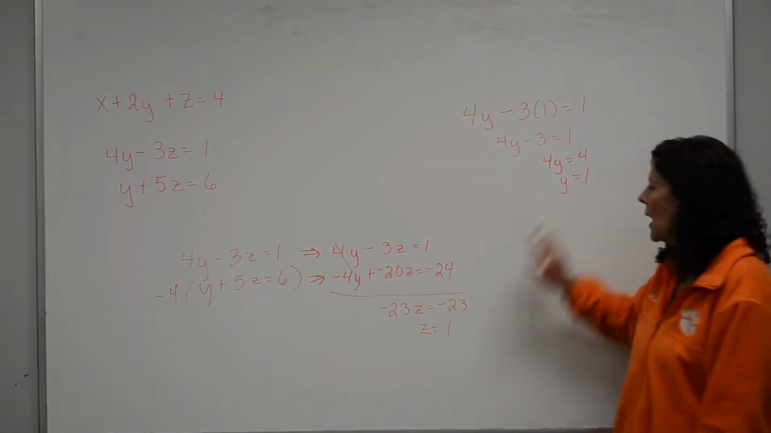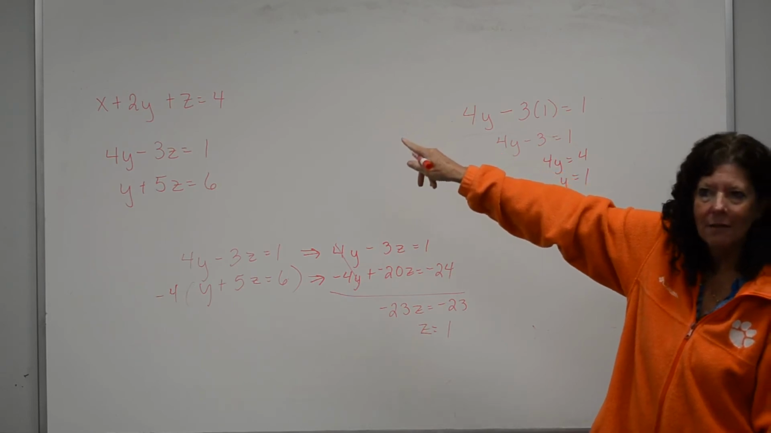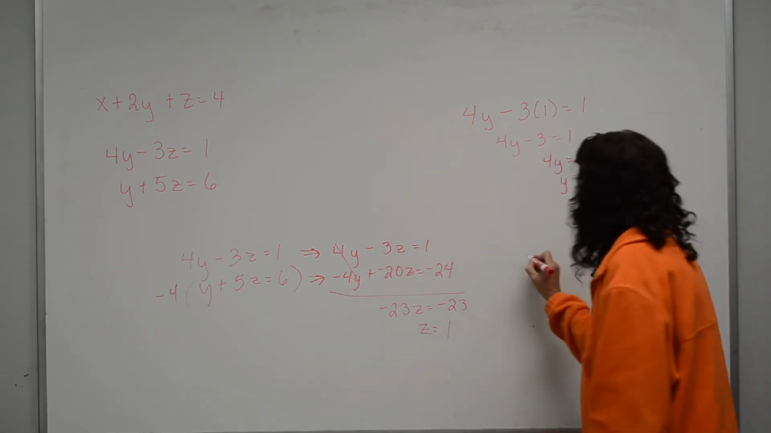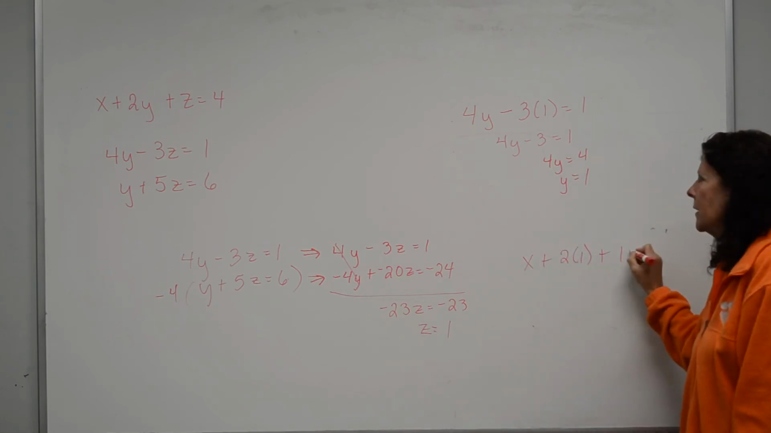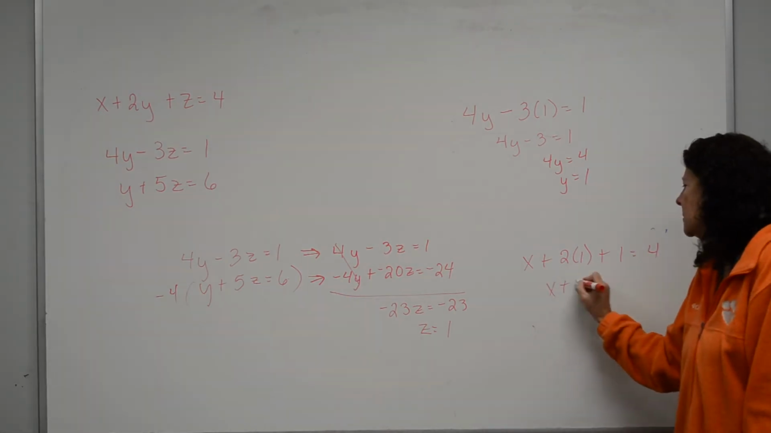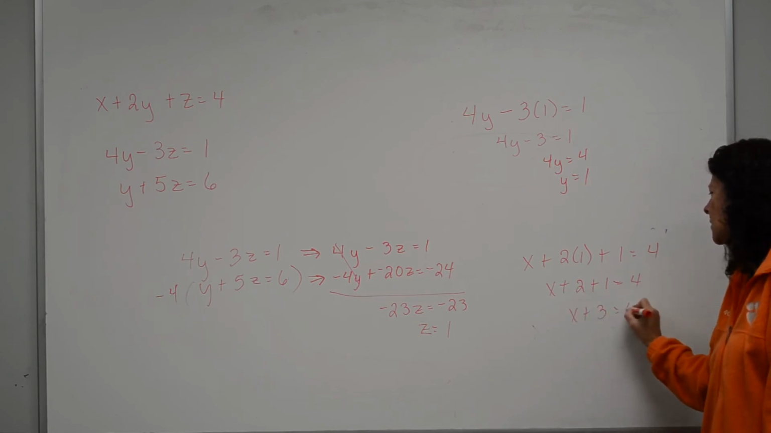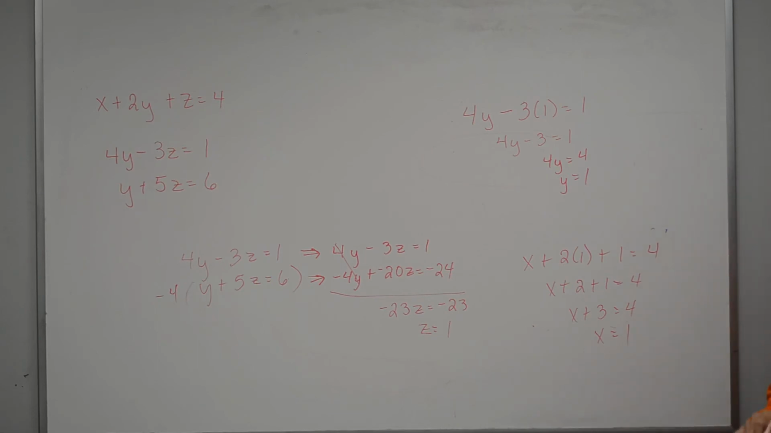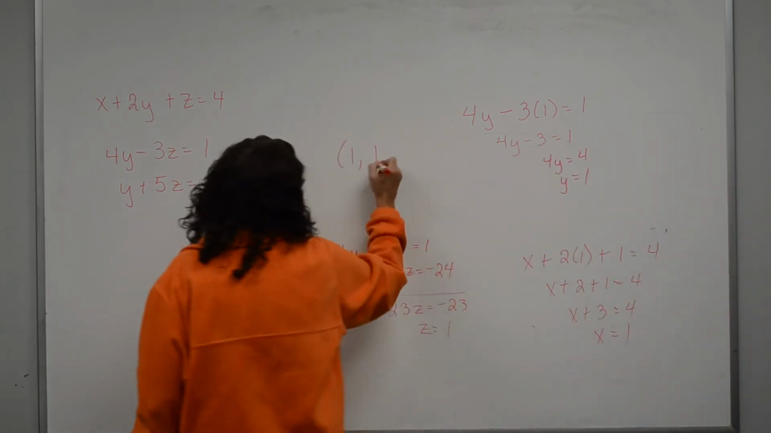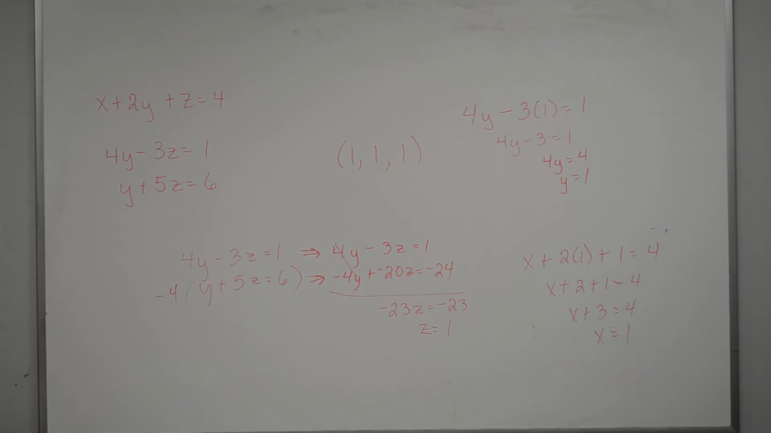Okay? So I've got the y and the z. Now I go back to that original and plug in. You with me? Okay, so I have x plus 2 times 1 plus 1 equals 4. X plus 2 plus 1 equals 4. X plus 3 equals 4. X is equal to 1 too. All right, so that is my answer. See how that's a little different? Much quicker than the other one. So it just totally depends on what they give you.